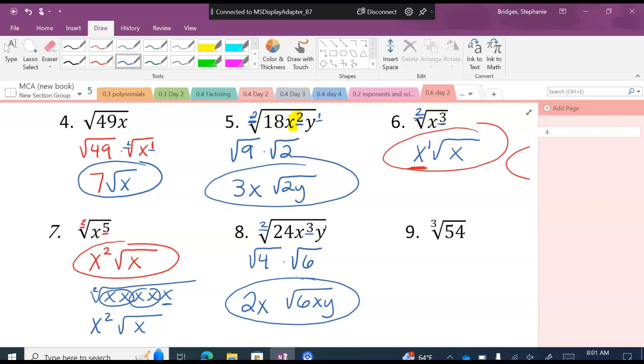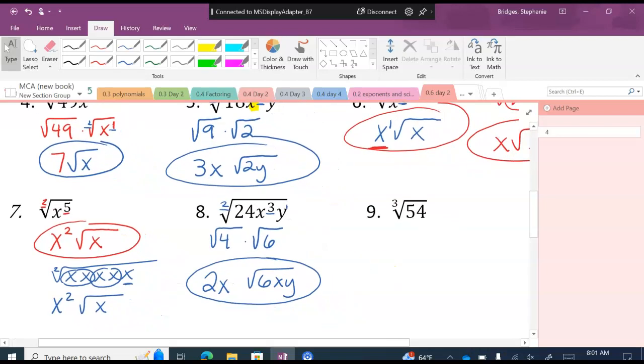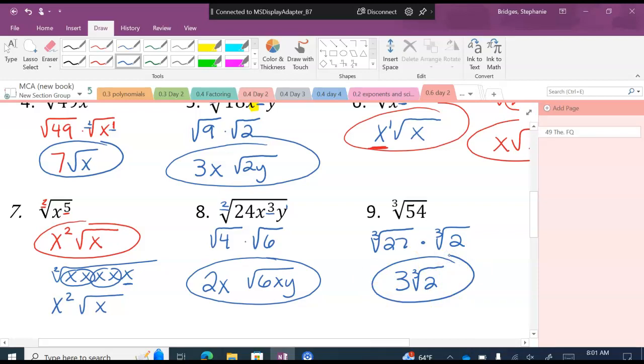Number 9, we're looking for the cube root of 54. So I need to go to my cube list. Is 54 on my list? No, so I want to go to the number closest to 54 without going over, which happens to be 27. Does 27 divide into 54 evenly? Yes, it does. How many times? 2. So we're going to split that up into the cube root of 27 times the cube root of 2. And then I'm going to simplify. What is the cube root of 27? 3. And then that cube root of 2 is going to stay where it is. Getting the hang of it, kind of? All right.